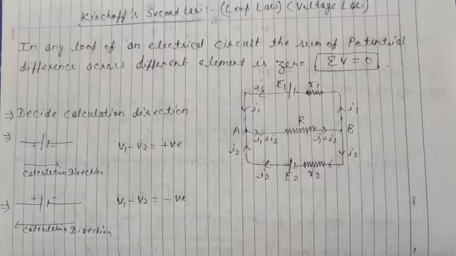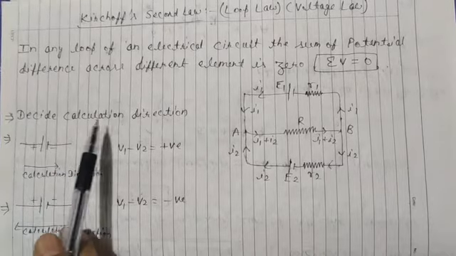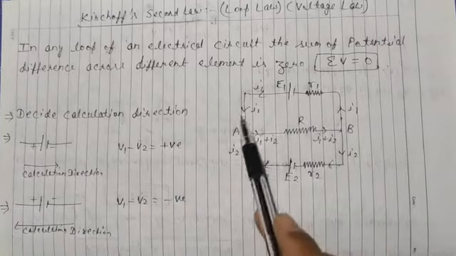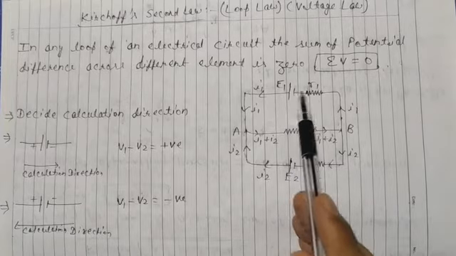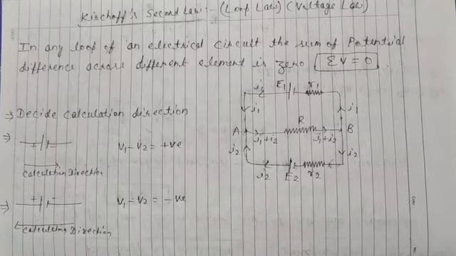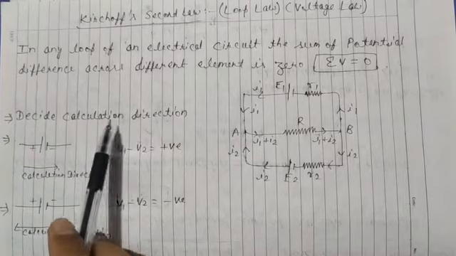The first main thing is the rule. First, we must decide the direction of calculation. In which direction do we calculate? In one loop, the direction is only one, the same for each element. The direction for this element and this element is the same. So first we have to decide. We can choose any one direction, clockwise or anti-clockwise. So the first step is to decide the direction of calculation.